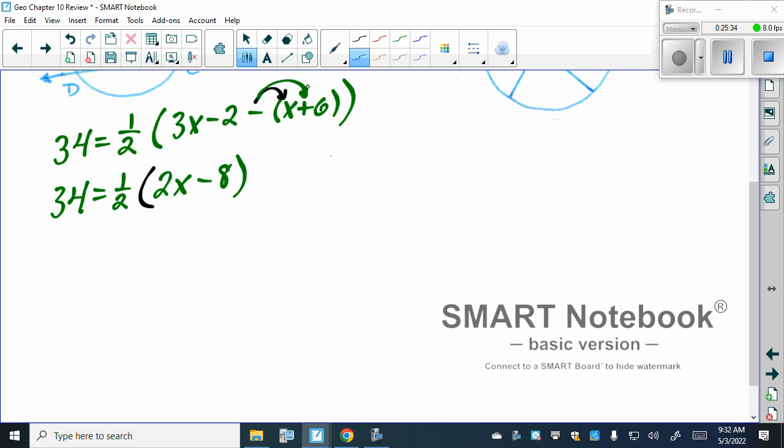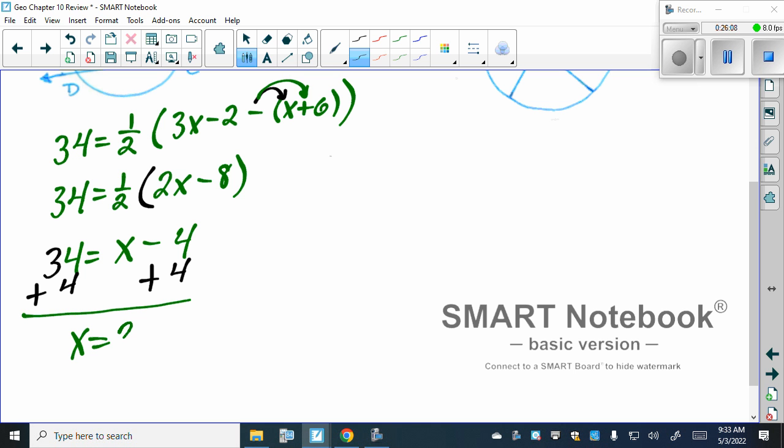Now, can we take half of 2x and half of 8? Can we multiply 2 by both of those and get nice numbers? Yeah, we can go on and do that. So 34 is equal to 1/2 times 2x is just going to give us x, 1/2 times 8 is 4. If we have odd numbers, numbers that don't divide by 2 well, we can just multiply both sides by 2 and still get to the same answer. X is 38.